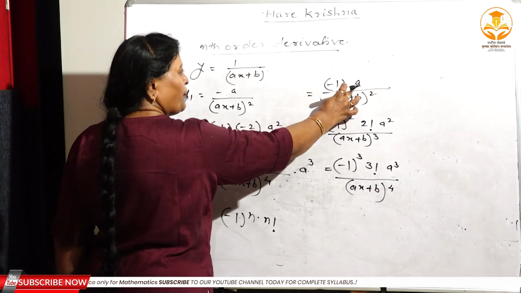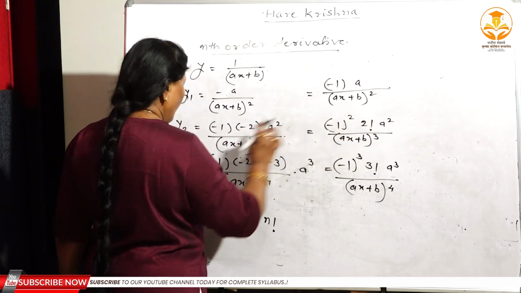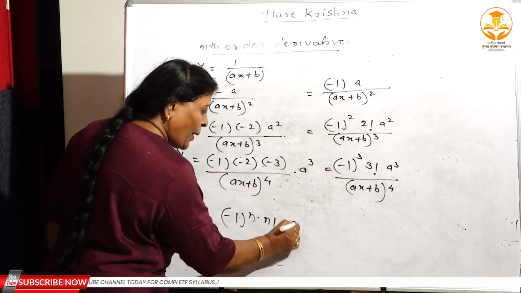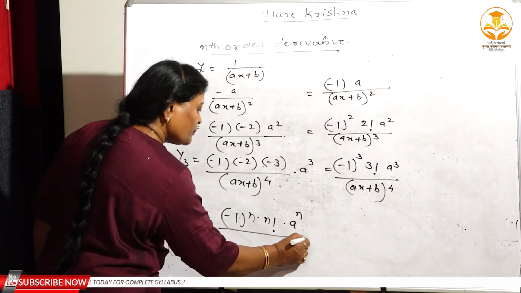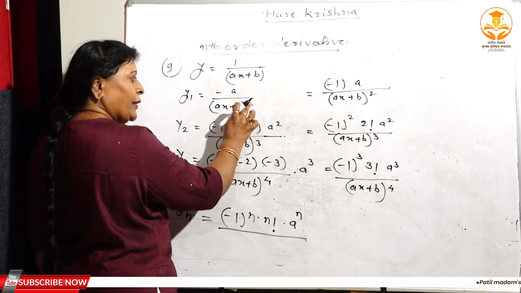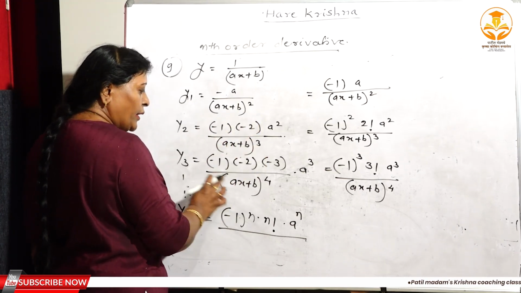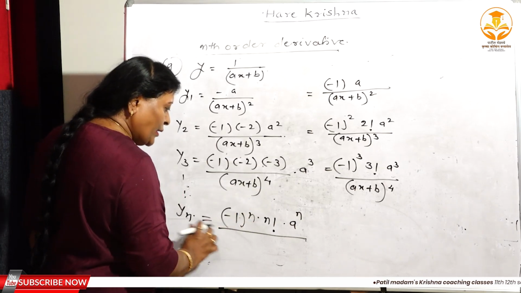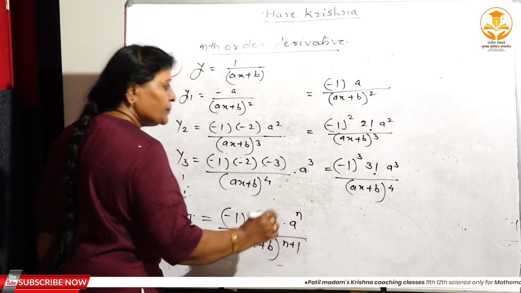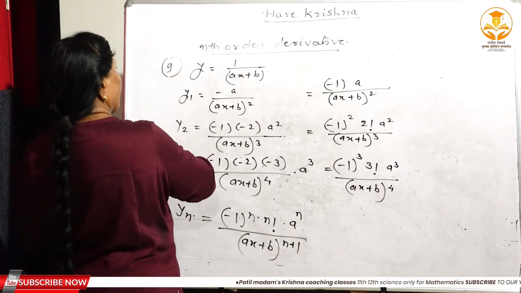First order derivative, the power of a is 1. Second order derivative, the power of a is 2. The third order derivative, the power of a is 3. The nth order derivative, the power of a, that is n. Again, first order derivative, the power of ax plus b, that is 2. Second order, the power of ax plus b is 3. Third order, the power of ax plus b is 4. Nth order, the power of ax plus b, that is equal to n plus 1. So this is about the 9th one, isn't it? Now the 10th one, see.